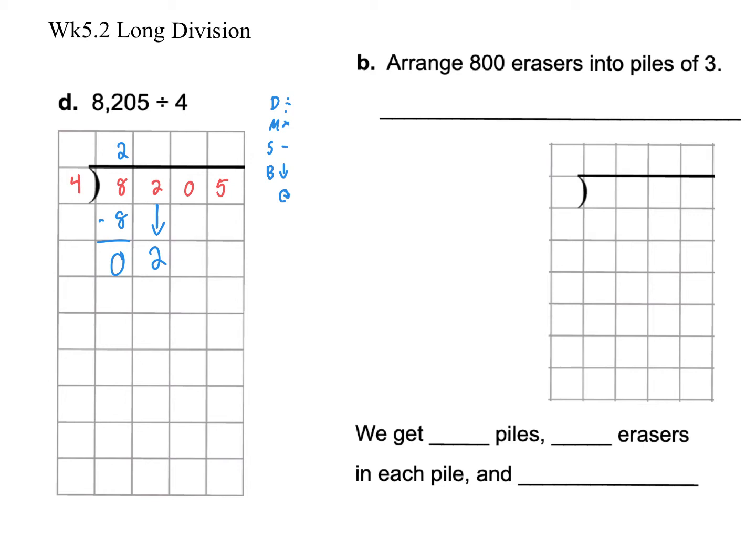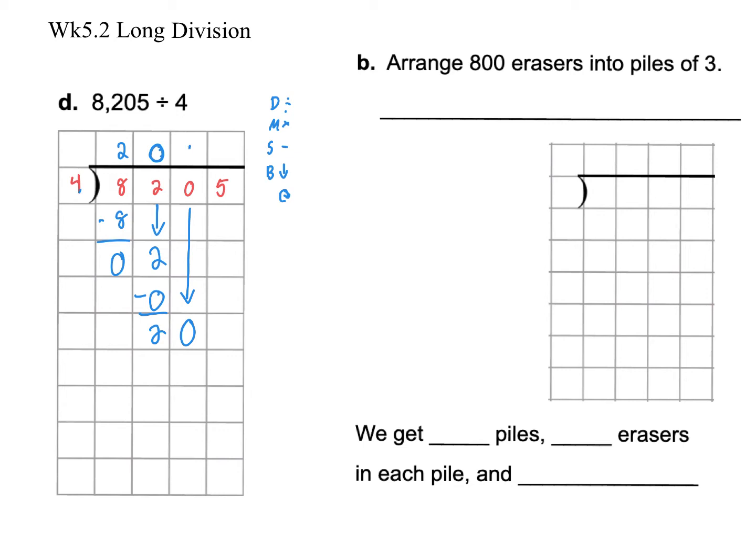Divide. 4 goes into 2. 4 does not go into 2. So we got to put a 0 there. That's very important. Now we still multiply. 4 times 0 is still 0. We still subtract. We still bring it on down. And we still bring it on back. That means we start over.